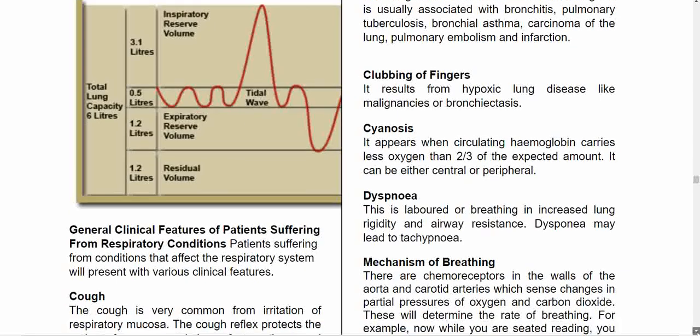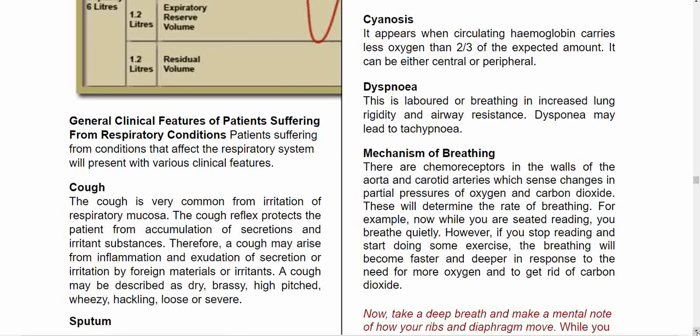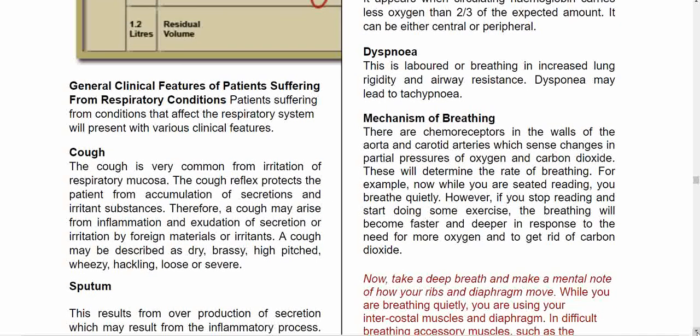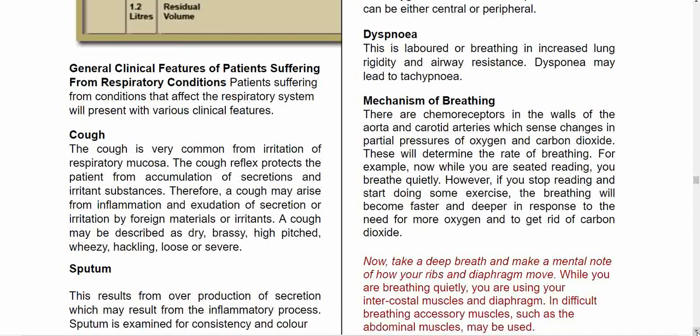all becomes a problem. Mechanism of breathing is another thing that we need to know, and here you need to know that there are chemoreceptors in the walls of the aorta and the carotid arteries, which sense the changes in the partial pressures of oxygen and carbon dioxide, and this will determine the rate of breathing. For example, now while you are seated reading, you breathe quietly. However, if you stop breathing and start doing some exercise, the breathing will become faster and deeper in response to the need for more oxygen and to get rid of carbon dioxide.